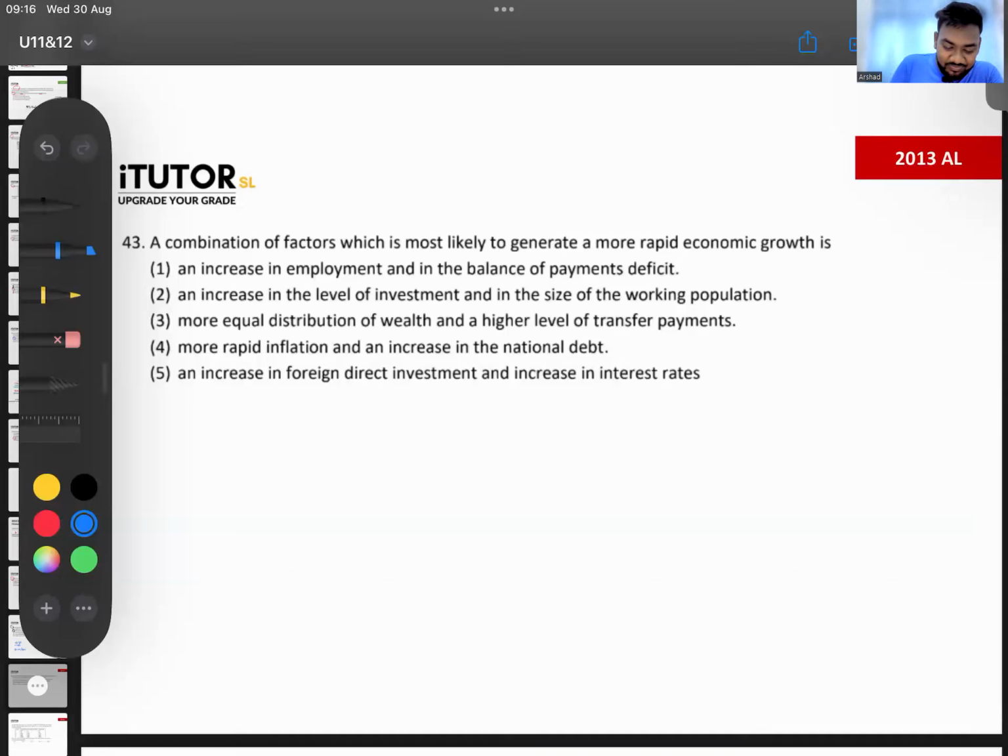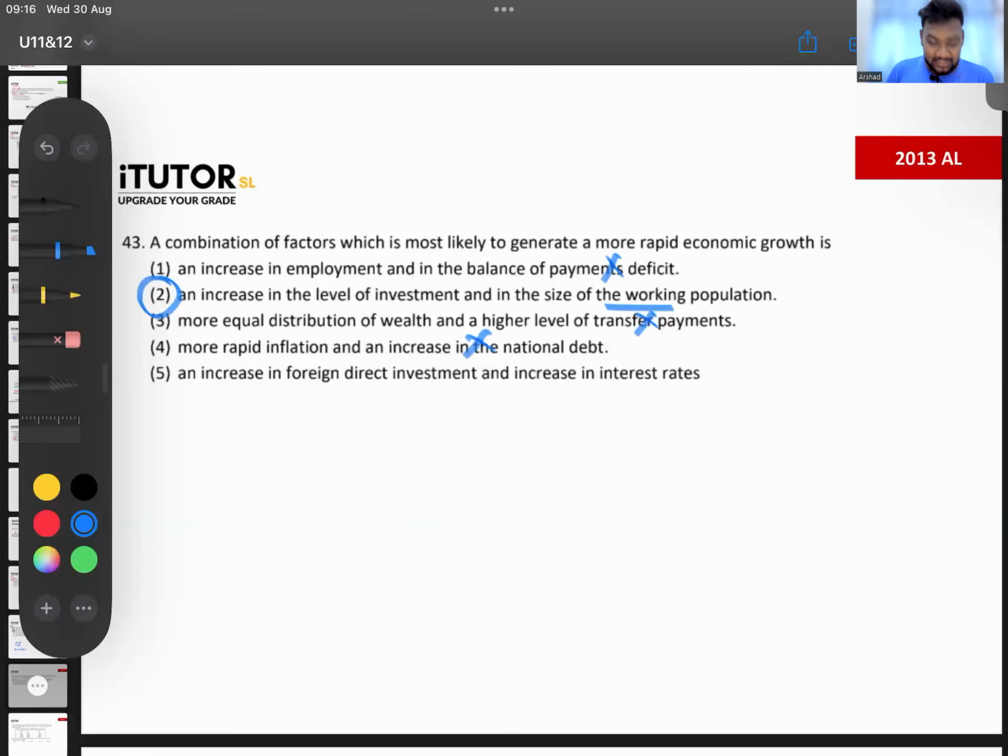So number two, increase in the level of investment and the size of the working age population. If more and more people come from abroad back to Sri Lanka, and if you can increase investments, the economy will grow. So common sense. Now, balance of payment deficit here is the wrong one. Higher level of transfer payments: just because you give more and more transfers, like Samurdhi and all, there won't be economic growth. That will just increase government expenditure. And increase in national debt, nonsense.